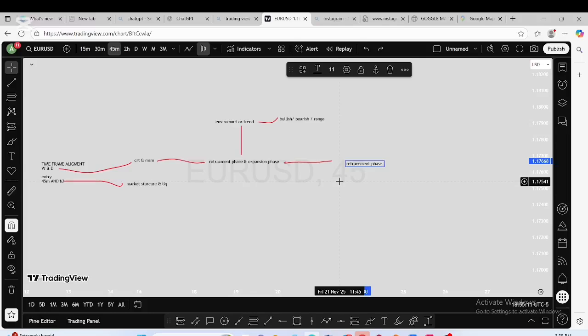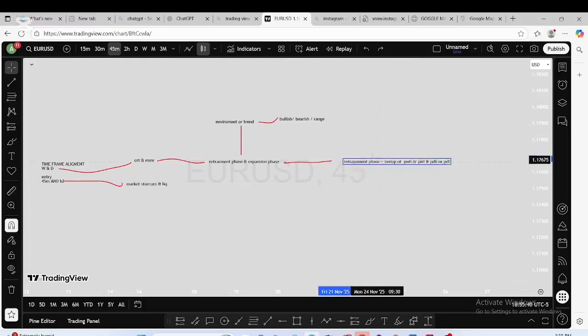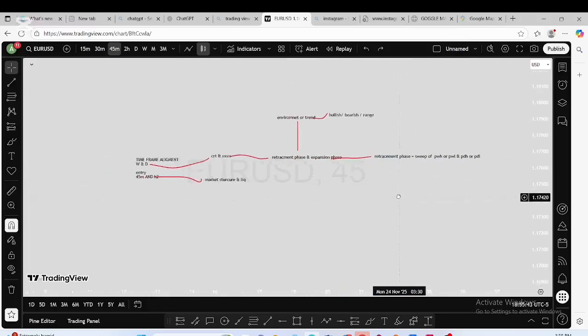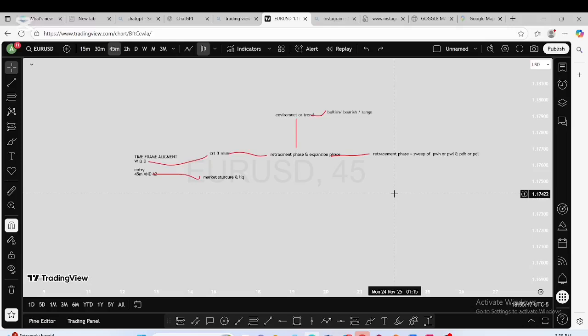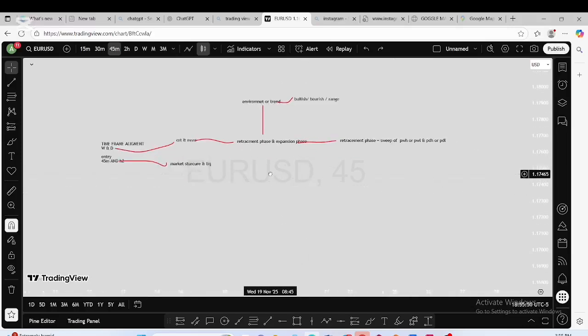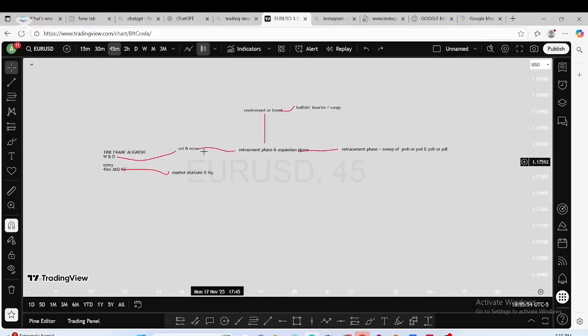For a retracement phase, I want to see a sweep of previous week high or previous week low, and also a sweep of previous day high or previous day low. This is for my retracement phase. I'm doing this, which we still do analysis, right, so that we can learn from the analysis also. This is my chart lookout, the way I analyze. These are the steps I followed, nothing more than this.